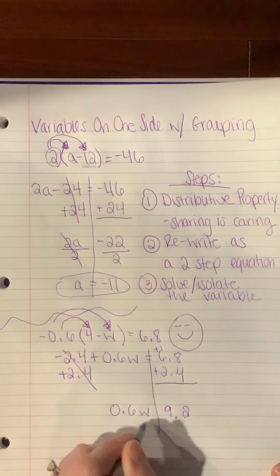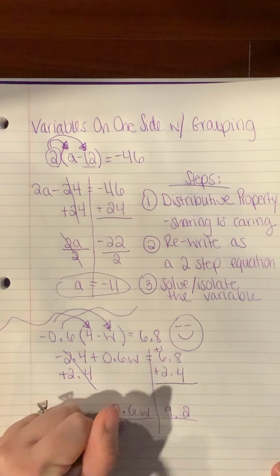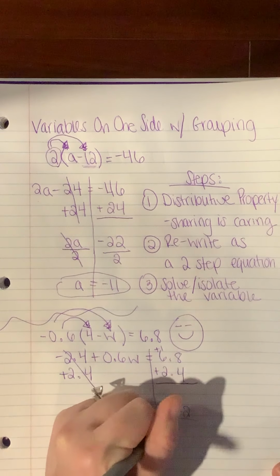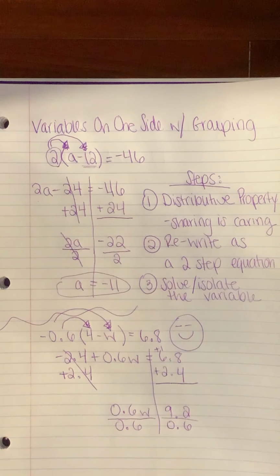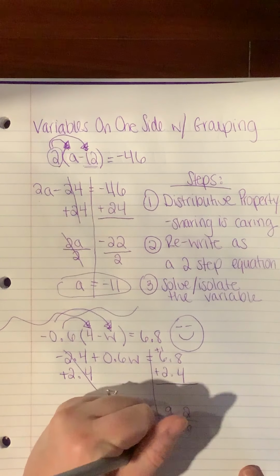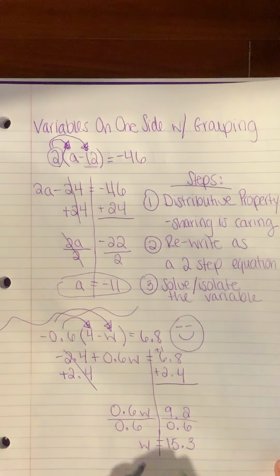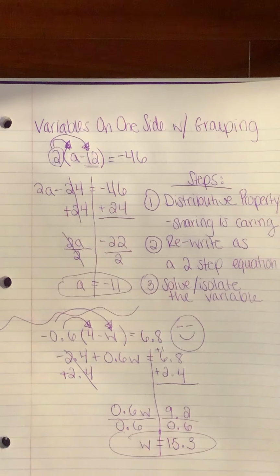W is not isolated yet. That's multiplication. My inverse, or my opposite, is division. What I do to one side, I do on the other. So I'm just going to grab my calculator really quickly. 9.2 divided by 0.6. So our w equals, and for the sake of this, I'm just going to round to the nearest tenth, 15.3. And that is my answer.